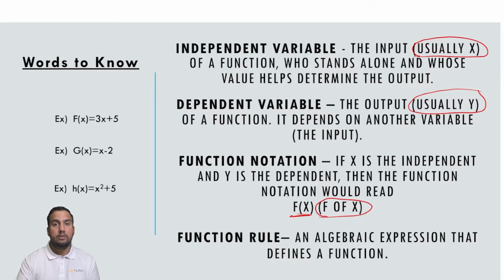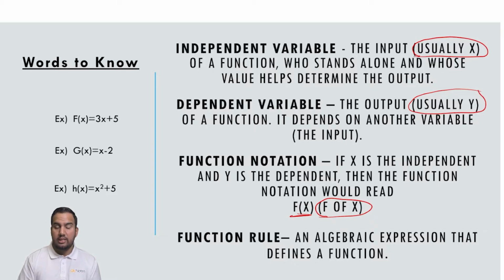Now take a look at the examples on the left. You're going to notice there are three different ones. Look at the first function. It says f of x. What about the second one? G of x. The third one is h of x. So always remember that when you have f of x, g of x, h of x, that's always going to be your function notation.